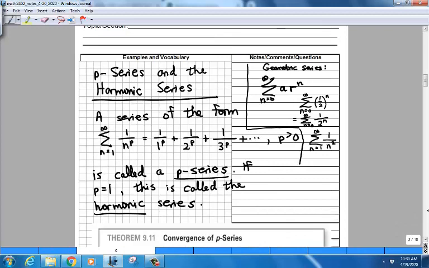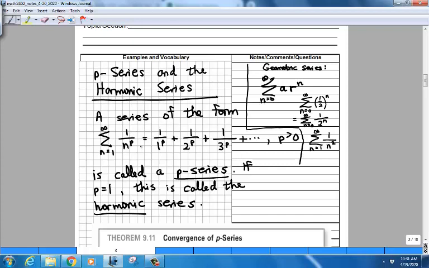Okay, so let's resume and look at this new type of series called a P-series. If you have a series of this form, notice you're taking the sum, and you're beginning the index at 1, not at 0, and going to infinity, and your terms have this form. You have the reciprocal of the index raised to a power. If that's what the terms in your series look like, then that's called a P-series.